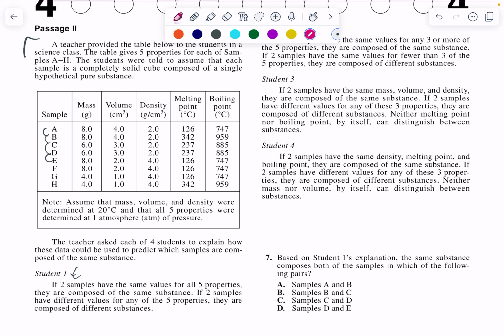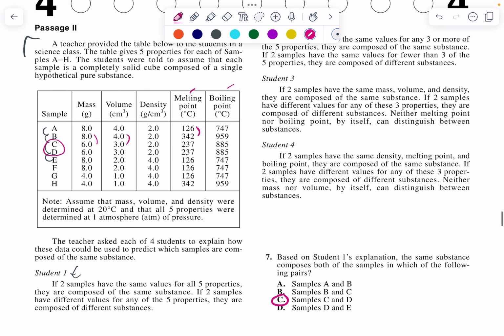So real quick, looking at A and B, they have different melting points, so that's not a pair. B and C have different mass and different volume. Those are different. C and D, however, those are exactly the same. Okay, all 5 of their values, mass, volume, density, melting point, boiling point, those are all the same. So our answer is just going to be C. Samples C and D are all the same, and that's according to student 1's explanation.